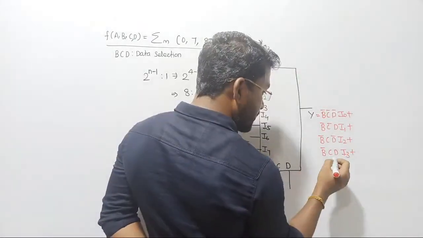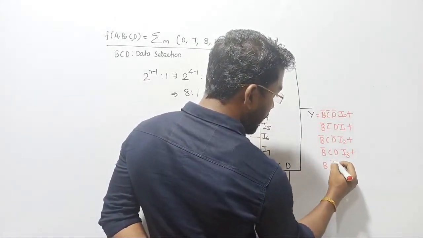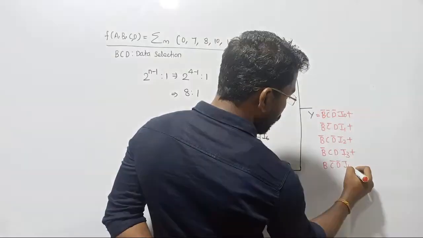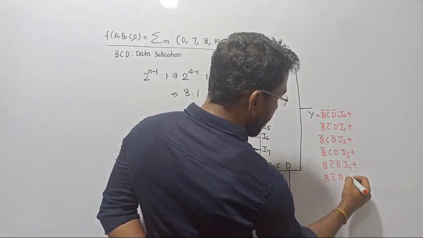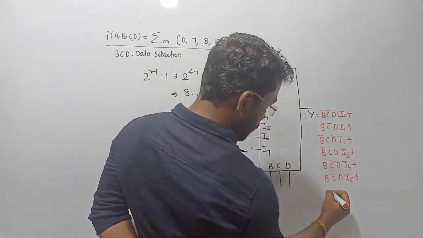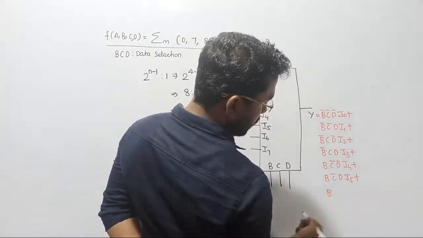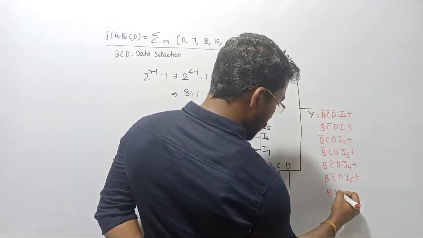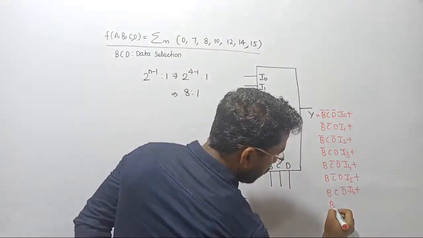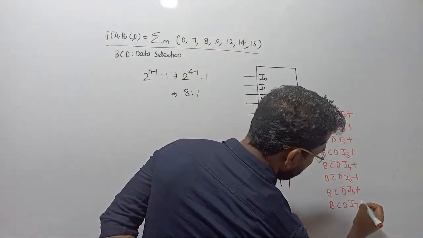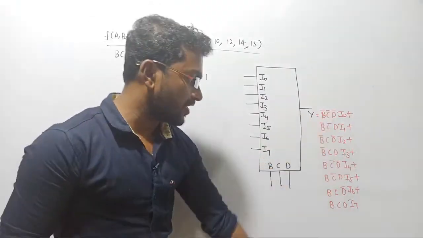Next 100, I4 will be enabled. Next 101, I5 will be enabled. Next 110, I6 will be enabled. Next 111, I7 will be enabled. Clear? So these are the possible outputs.